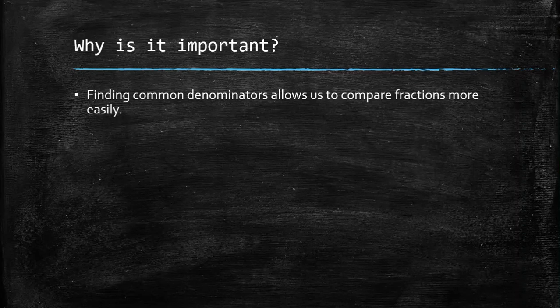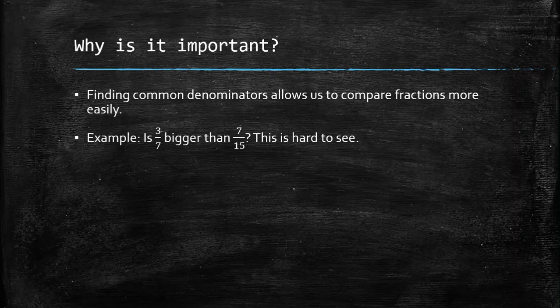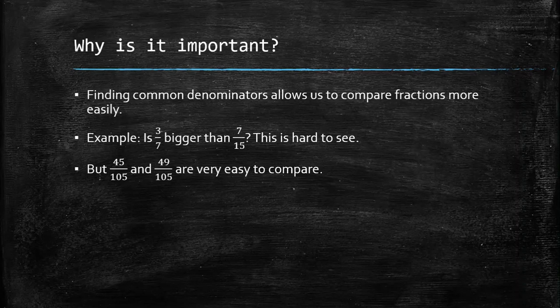Reason one is that finding common denominators lets us compare fractions more easily. So for example, say I've got 3/7 and 7/15. I want to know which one of these fractions is the larger fraction. And this is actually kind of hard to see. But if we put them on a common denominator, so we make them 45 over 105 and 49 over 105, then now they're very easy to compare. We can see that the 49 over 105 is the larger fraction. So that means that 7 over 15 is bigger than 3 over 7. So those were hard to compare until we put them on the common denominator.